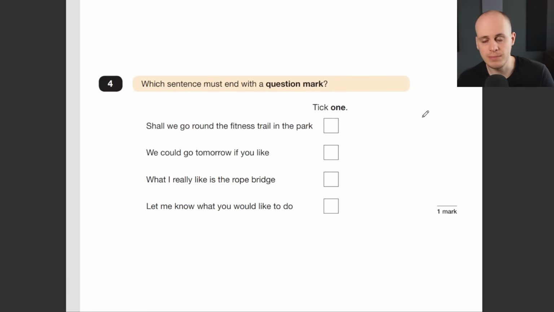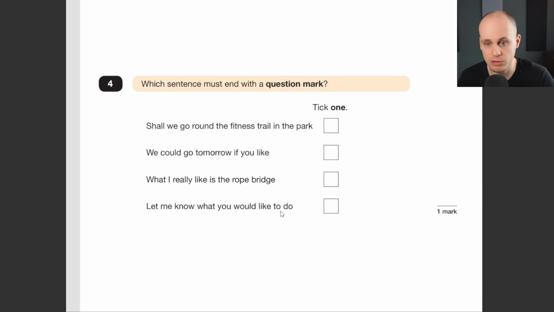Number 4, which sentence must end with a question mark? So in other words, which one is a question? The other ones must either be statements, commands, or exclamations. We can work it out. Let's read them all out, and then think about which ones could be questions. Shall we go around the fitness trail in the park? We could go tomorrow if you like. What I really like is the rope bridge. Let me know what you would like to do.